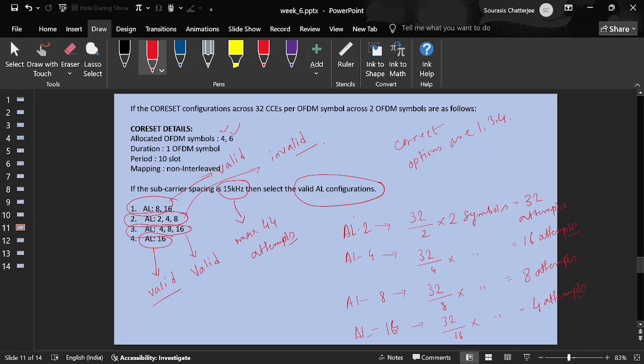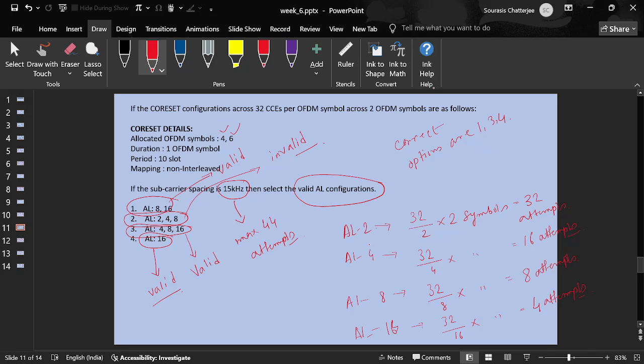First of all, you need to consider how many blind decoding attempts the user can make, and that depends on the subcarrier spacing, right? For 15 kilohertz, there is a maximum of 44 attempts. Now let's start with the first option. First we calculate the number of PDCCH candidates at different aggregation levels, and then we will see which aggregation level configurations are valid or invalid.